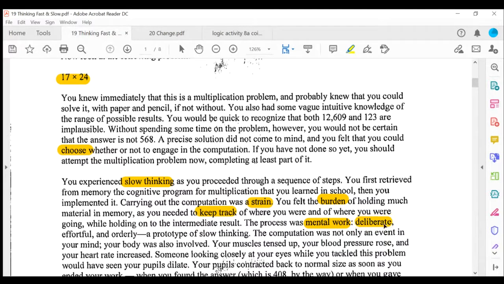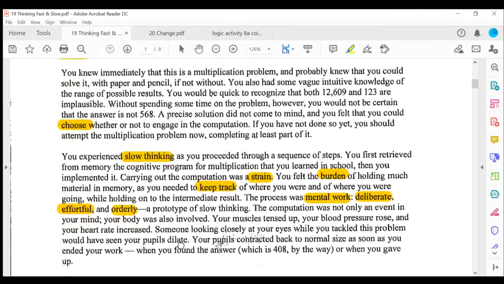It was deliberate. You had to be slow and careful. It was effortful. It took effort. It was orderly. You had to keep it organized. These are all prototypes of slow thinking. The computation was not only an event in your mind, your body was also involved. Maybe for some of you, your muscles tensed up, or your blood pressure rose. Maybe your heart rate increased. I don't know. Someone looking closely at your eyes while you tackled this problem might have found that your pupils dilated. Your pupils contracted back to normal size as soon as you ended your work when you found the answer.